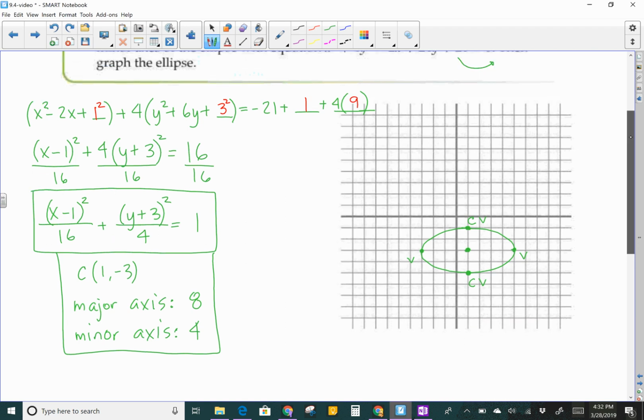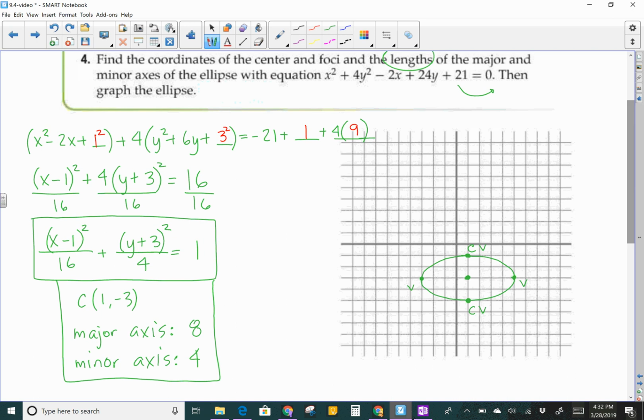Well, let me tell you, I just figured out I forgot to tell you about the foci. So we found the co-vertices and the vertices, but we did not find the foci. So how do you find the foci? You have to remember that relationship: c squared equals a squared minus b squared. There is your a squared, there is your b squared. Remember, a is always larger. So c squared equals 16 minus 4.